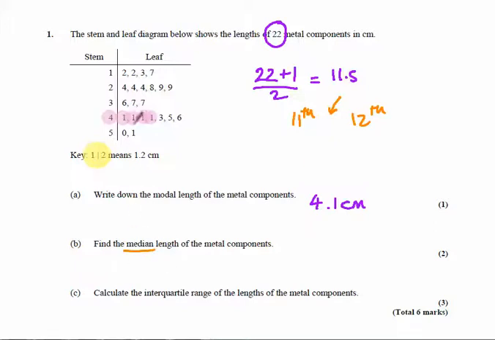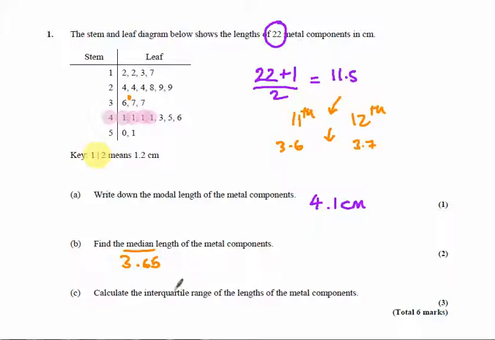So let's work that out. 1, 2, 3, 4, 5, 6, 7, 8, 9, 10, 11, 12. The 11th piece of data is 3.6 and the 12th one is 3.7. So the median would be the number in between, so the median's got to be 3.65. So we know that's the median there, and we've got 11 pieces of data that side, and also 11 pieces of data that side, to make it 22.